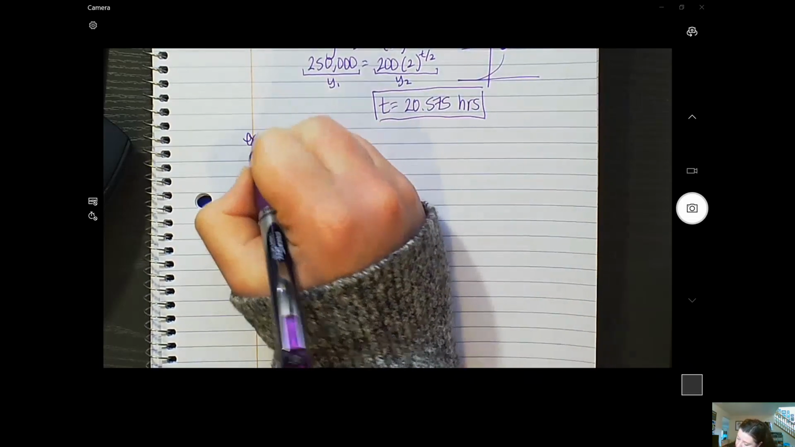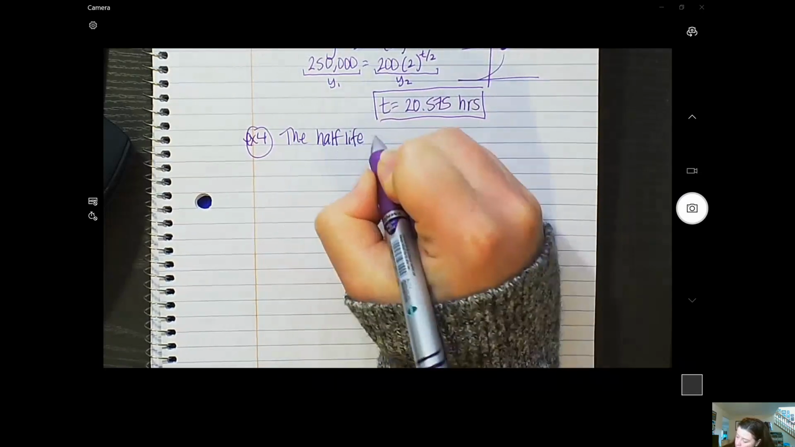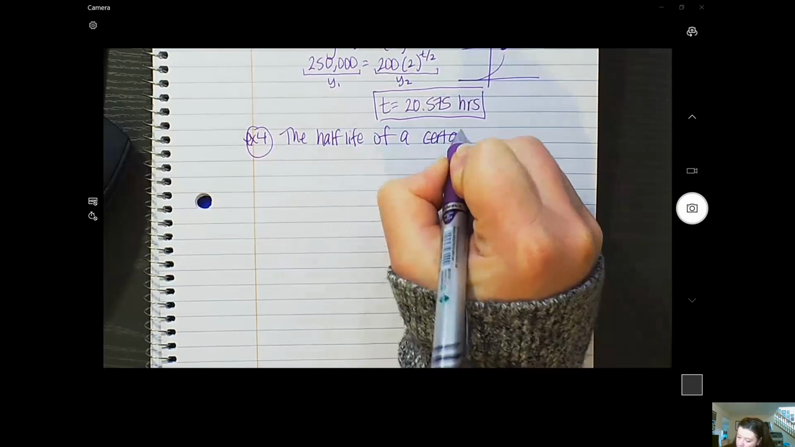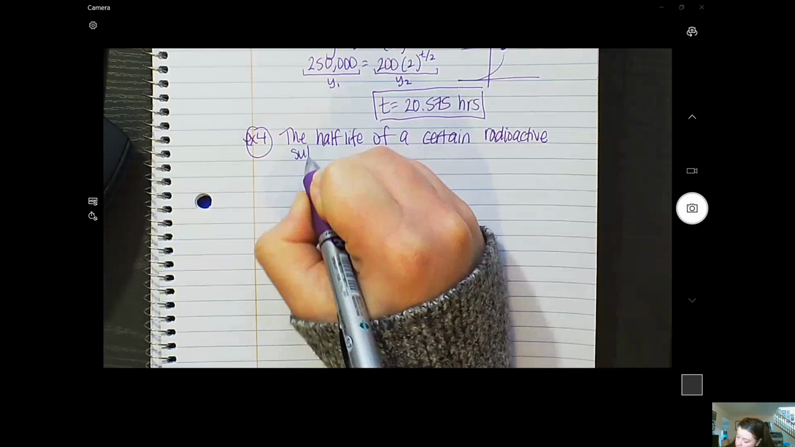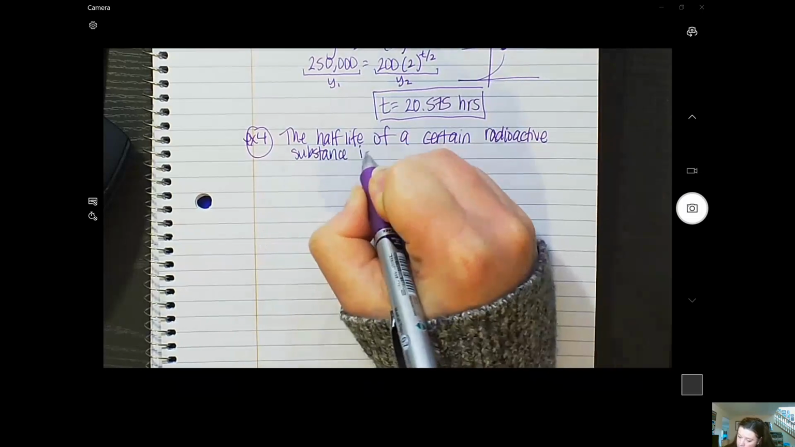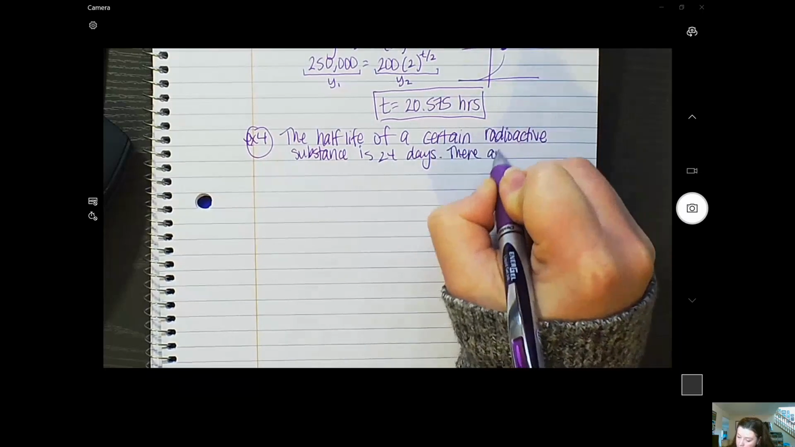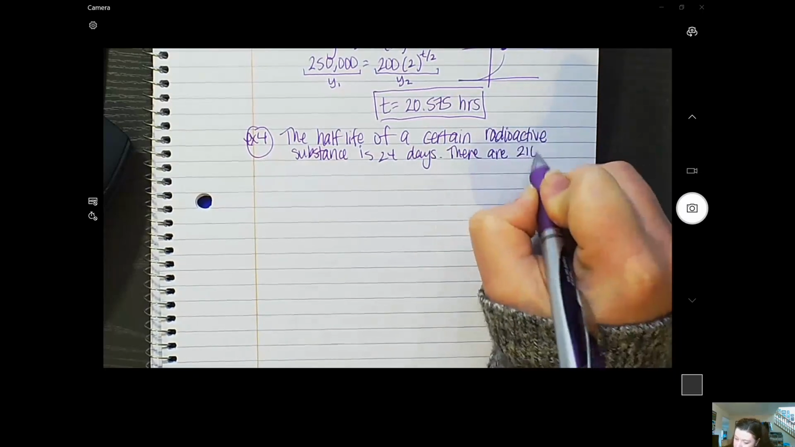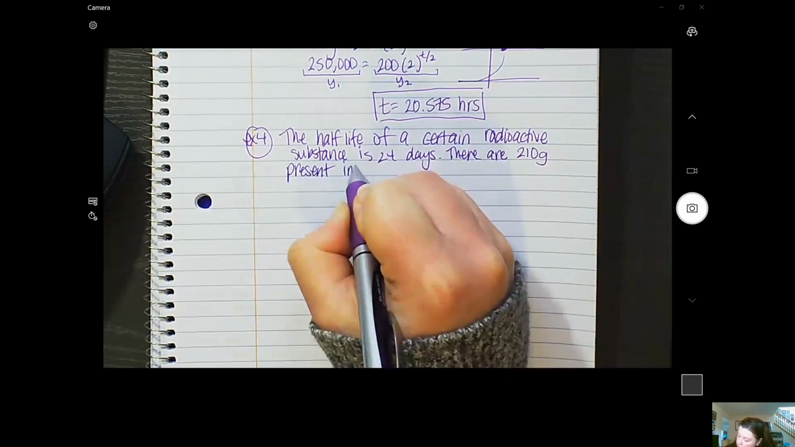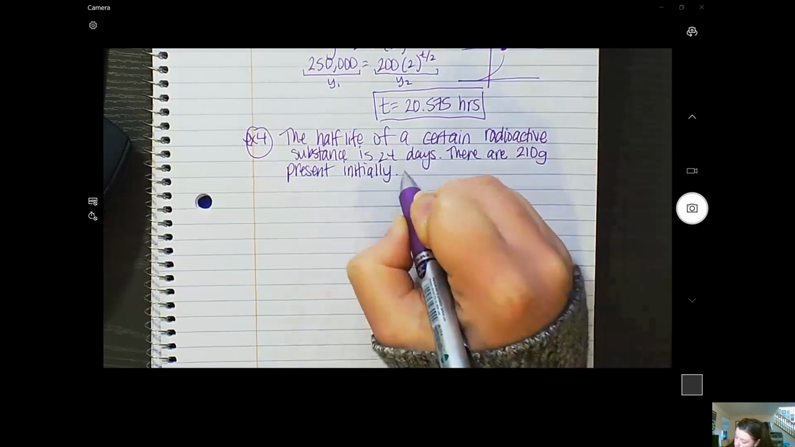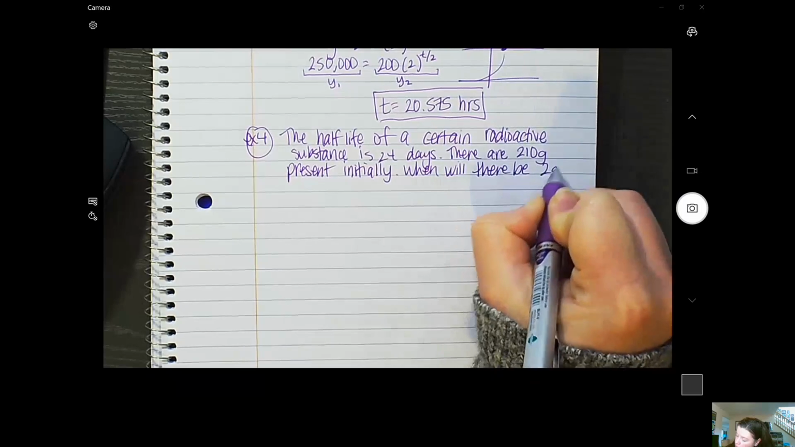All right, one more. Example 4. The half-life of a certain radioactive substance is 24 days. There are 210 grams present initially. When will there be 2 grams?